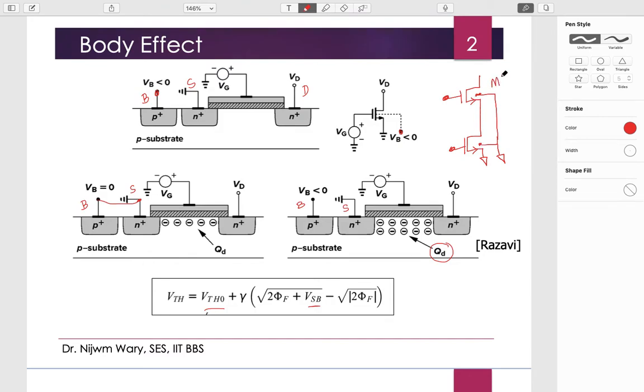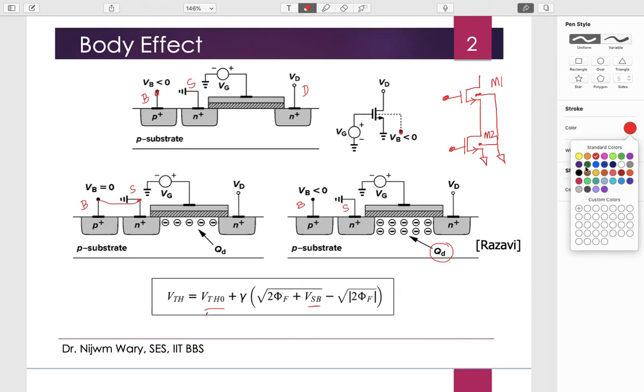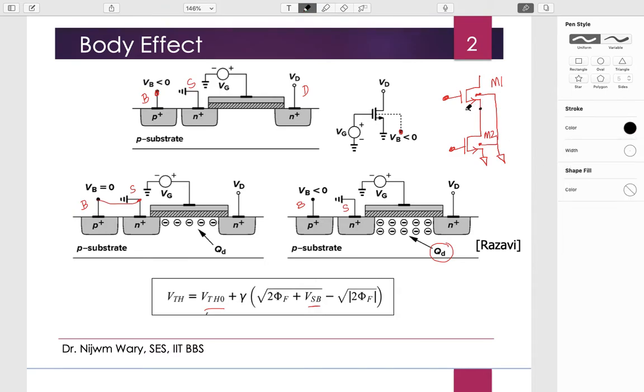So I have two MOS transistors. Let's name them M1 and M2, and both the bulk terminals are connected to the ground. Now for this transistor, the source of M1, which is basically the drain of M2, will have a potential more than 0.